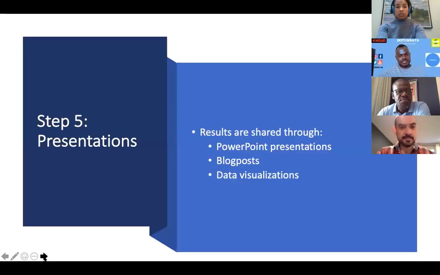So these results are shared through multiple ways, right? Right now I'm presenting to you with a PowerPoint presentation. A lot of people also use different blog posts to have discussions about the project that they've worked on. Really interesting data visualizations are also key here, right?